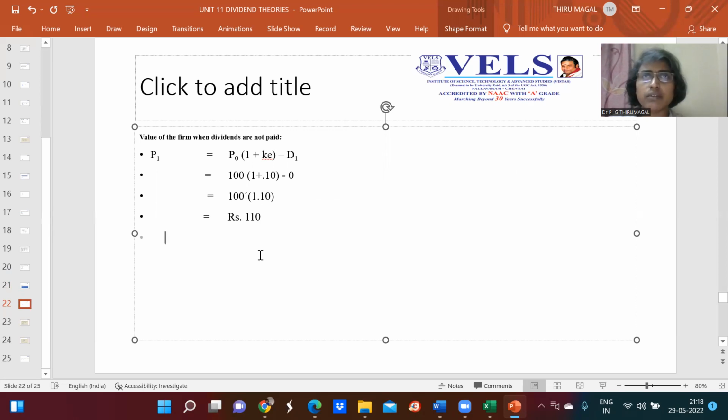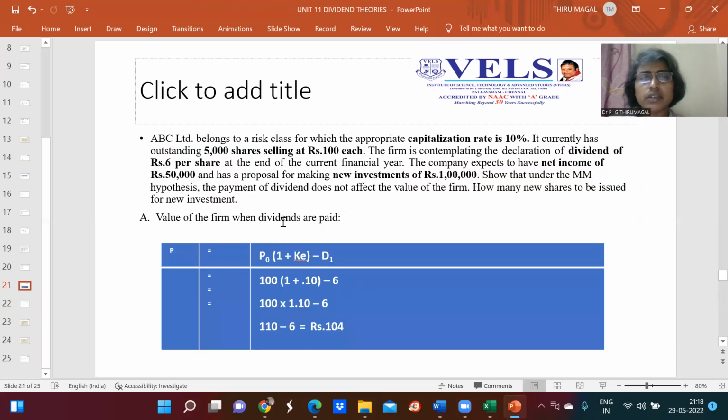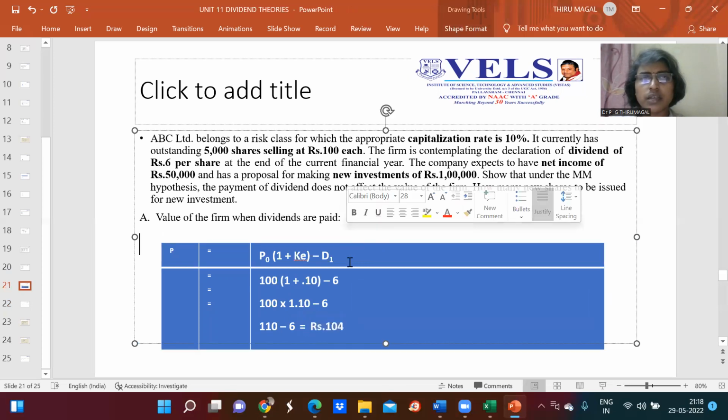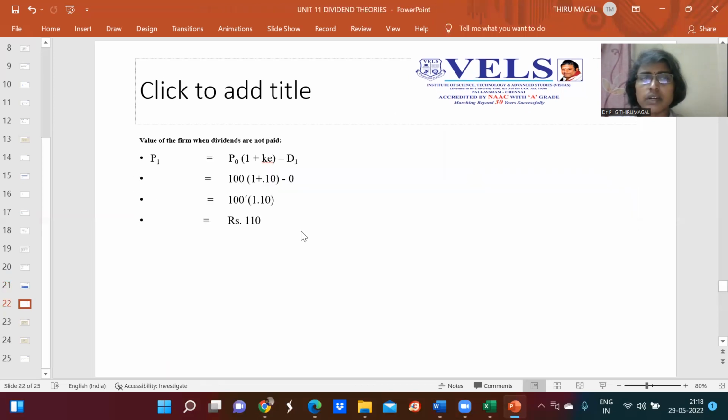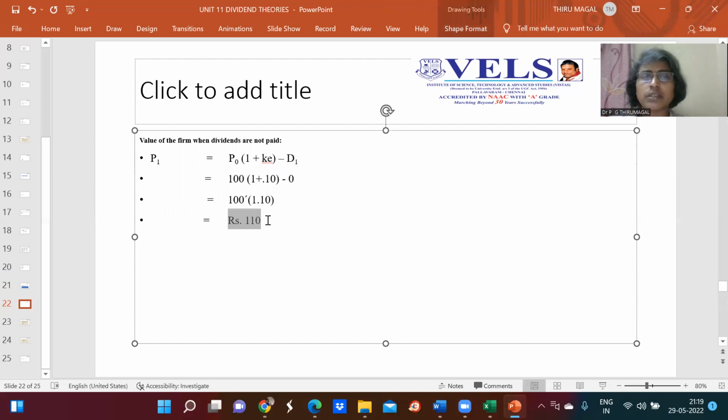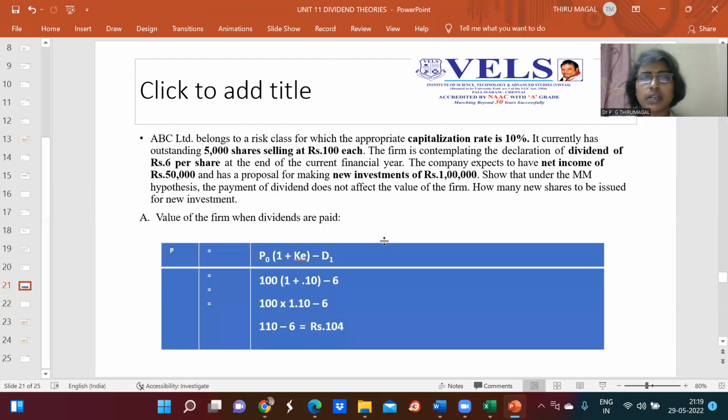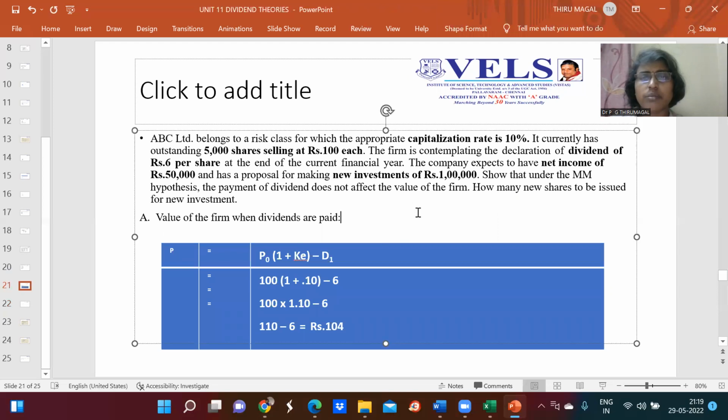When dividend is paid or not paid, the value of the firm remains the same. That is, the value given to the shareholder is the same. That is what is proved by the MM hypothesis. When dividends are paid, the share price is 104 rupees plus 6 rupees given to the shareholder as a dividend. 104 plus 6 is 110. When dividends are not paid, the share price is 110. So that is what is proved by the MM hypothesis as far as this problem is concerned.